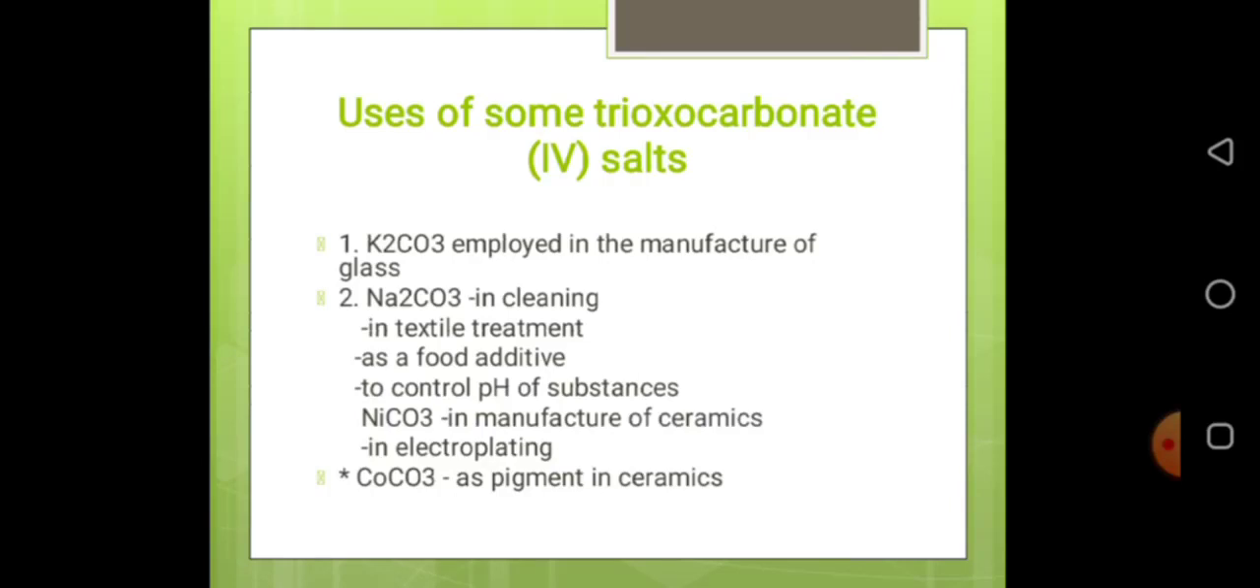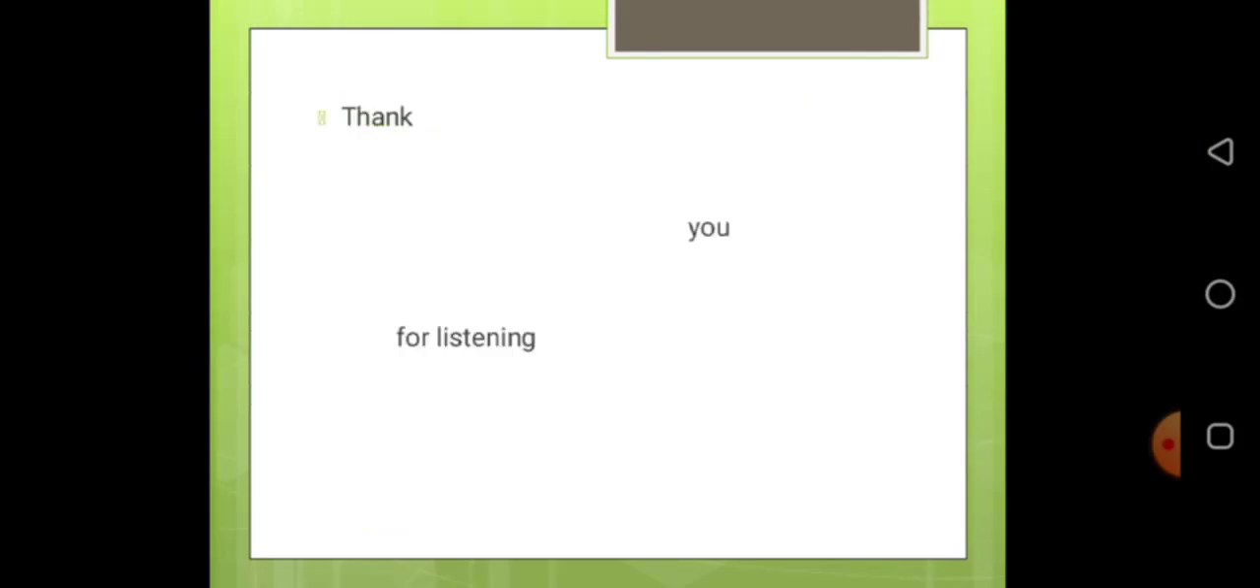In electroplating, we have cobalt trioxocarbonate used as a pigment in ceramic companies.